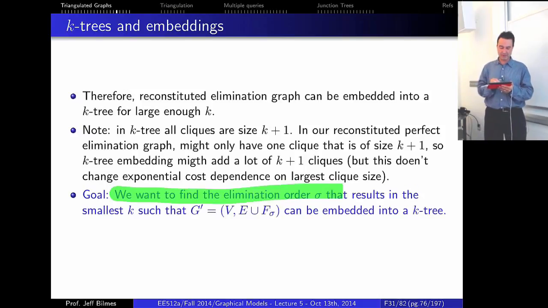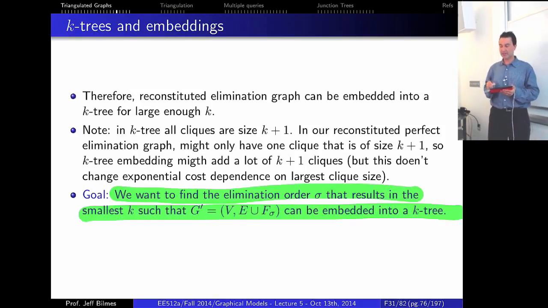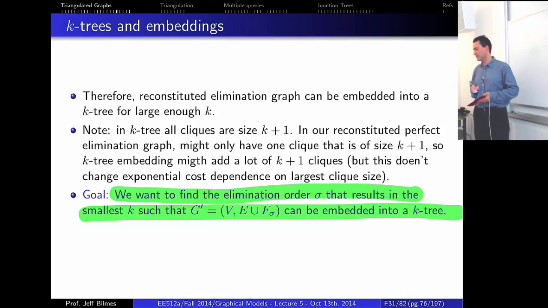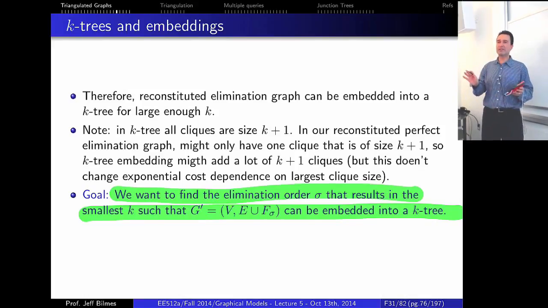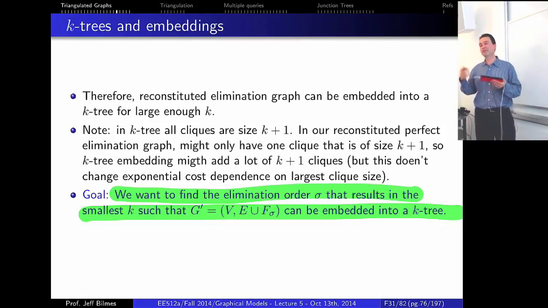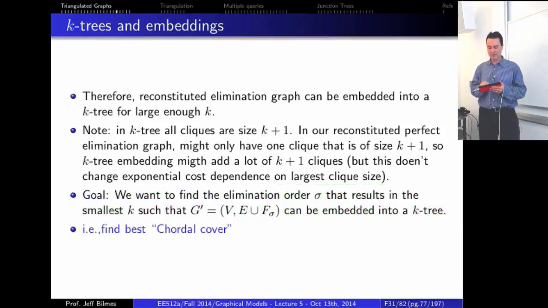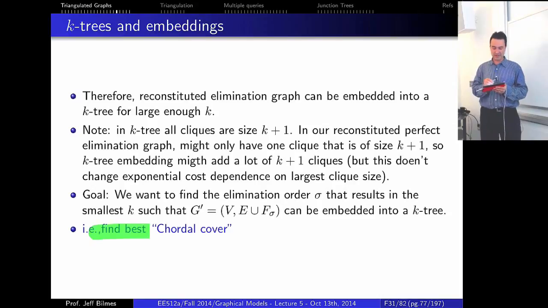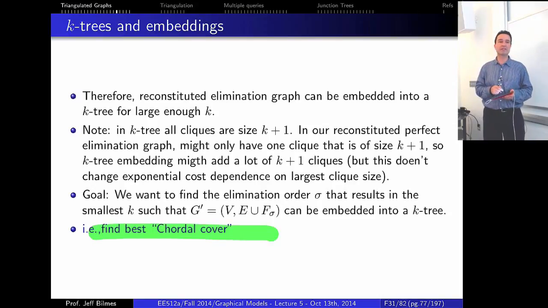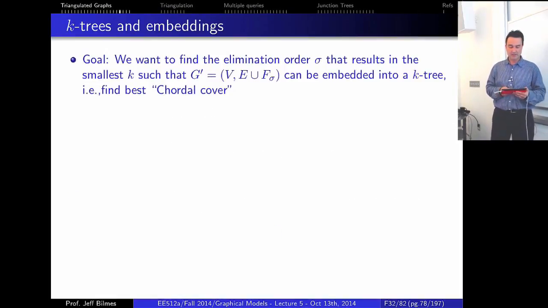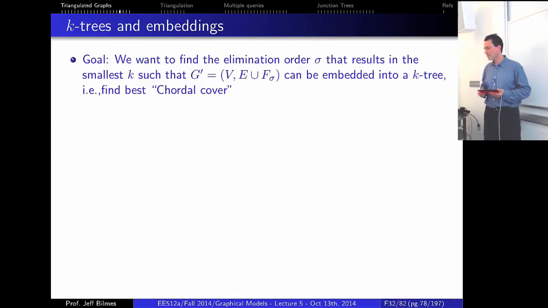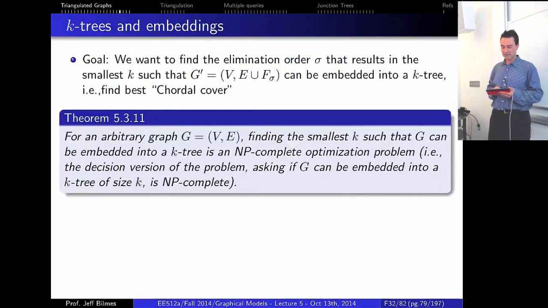So the task we have is to find the elimination order that results in the smallest k, such that the original graph can be embedded into this K-tree. Not necessarily what we implement, but this will give us a theoretical tool that we can use to answer questions about how difficult this is from a complexity theoretic perspective. And so here's the question again. This is the goal, which I just stated.